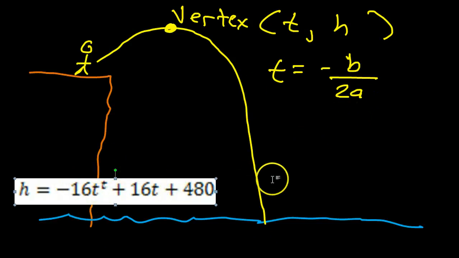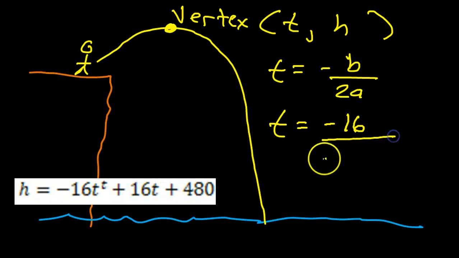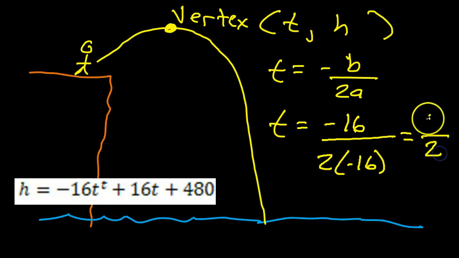will be opposite of b over 2a. Here's the equation for this jump. So opposite of b over 2a, that's going to be negative 16, because b is 16, over 2 times negative 16. You really shouldn't need a calculator for this at all. A negative divided by a negative is a positive, so it's going to be positive something. And these 16s are going to cancel out, so it's just going to be 1/2.